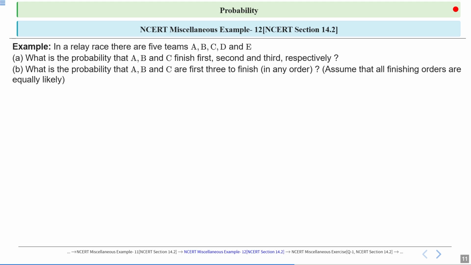Then we have to find the probability that A, B, and C are the first 3 to finish in any order. Here it may be first, second, third, or it may be first, third, second, in any order. Assume that all finishing orders are equally likely. First of all, try this example yourself, and then we will provide the solution. You have 40 seconds to try to solve this question.